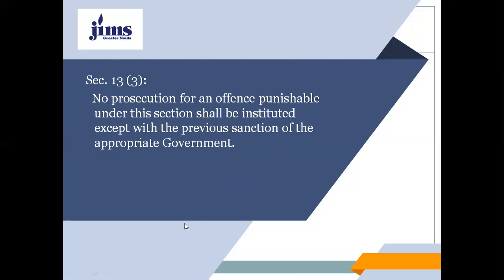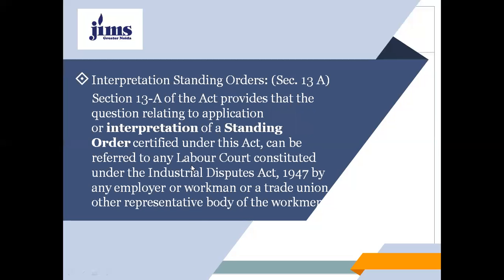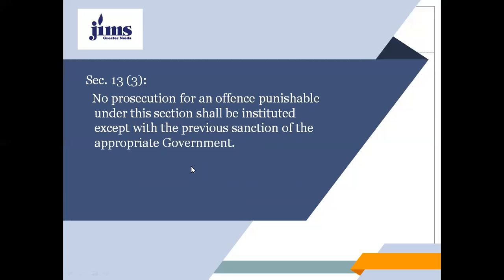And the other provision, given under Section 13(4), is that no court inferior to that of a metropolitan magistrate or judicial magistrate of the second class shall try any offense under this section. So no court which is inferior to the metropolitan magistrate or the judicial magistrate of the second class shall try any offense under this section. So these are the provisions given under Section 13.